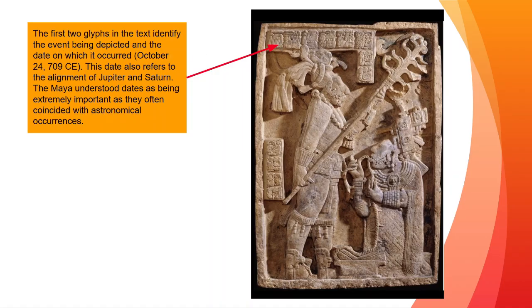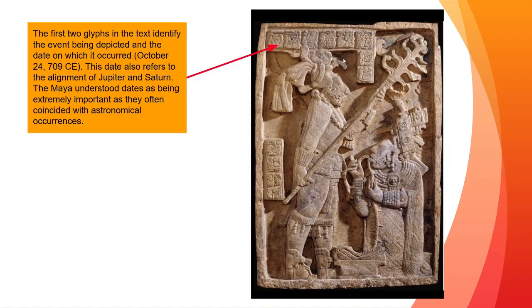We're looking at sets of glyphs, these hieroglyphs here, and they're identifying exactly what event this is. So we know the date, October 24th, 709 CE, as it translates from the Mayan calendar, which is different than our calendar, but that's where it would have landed. And it's referring to the alignment of Jupiter and Saturn. So we're seeing that astronomical connection.